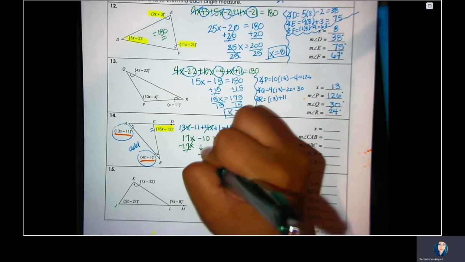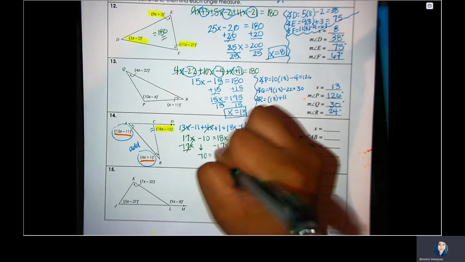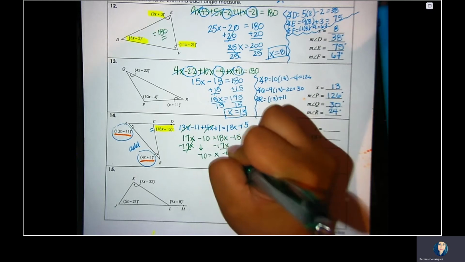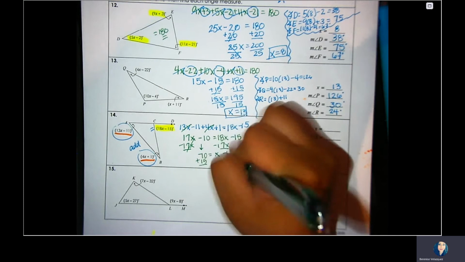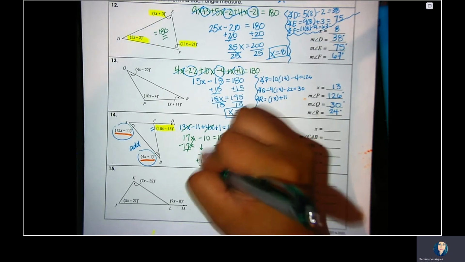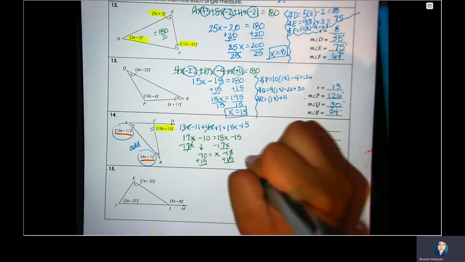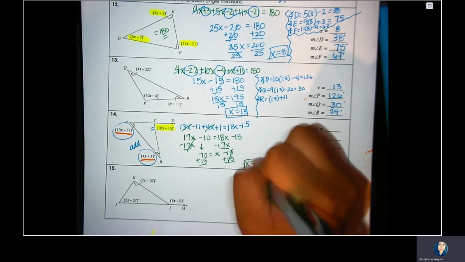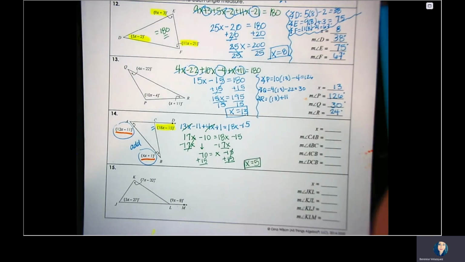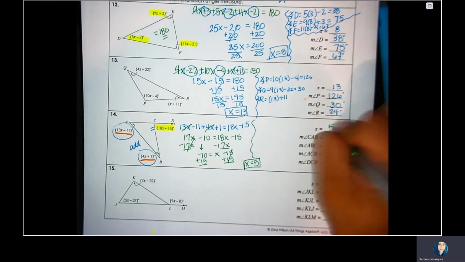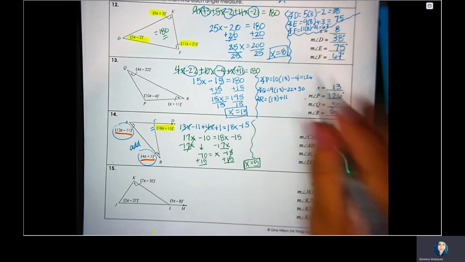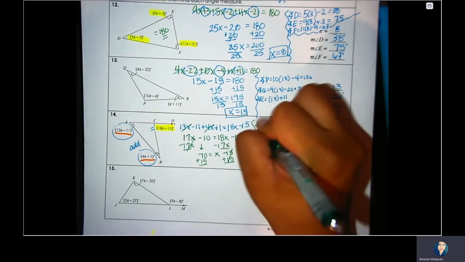Bring down negative 10 is equal to 1x, so it's just x, minus 15. Add 15 to the other side. That's a fancy way of saying 15 minus 10, which is just 5. So my answer is x equals 5. Okay, now remember we have to plug this back in. So x is equal to 5, and then we have angle CAB.